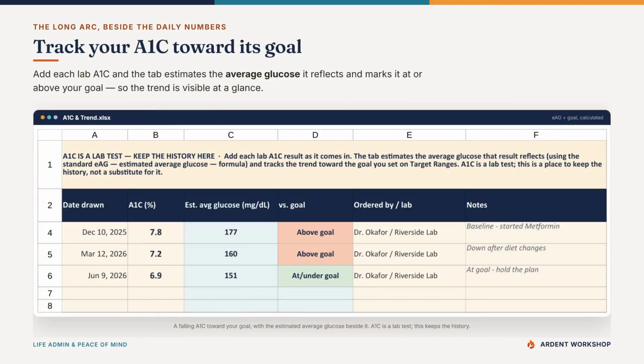At each lab A1C result, the workbook estimates the average glucose it reflects and tracks the trend toward your goal. A falling A1C right beside the daily numbers that explain it. The long arc and the day-to-day in one place.